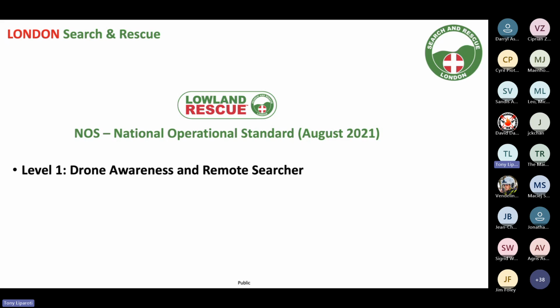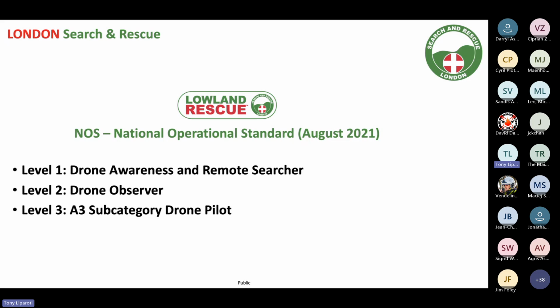For those that are interested to understand the use of drones within our association, we have an online webinar, and it also gives an understanding of how the remote searcher operates in the drone team. Level 2 is specifically for drone observers. There's a particular type of training followed by an assessment to qualify search technicians to become drone observers. Level 3, we don't operate in the A3 subcategory, but it's there just in case it's needed. For London, it's not a category that we need to fly into.